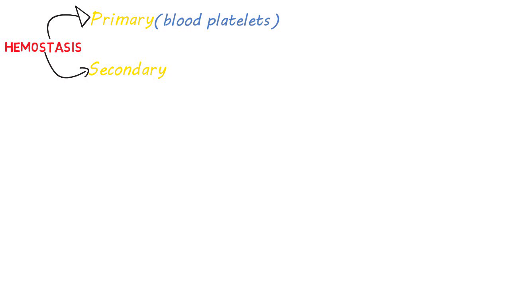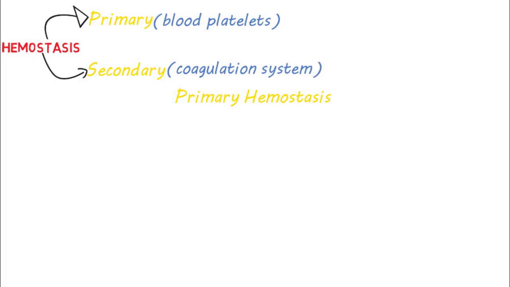Hemostasis is broadly divided into two main parts. We have the primary and secondary hemostasis. The primary hemostasis has to do with every contribution of the blood platelets, while the secondary hemostasis has to do with every contribution of the coagulation system to hemostasis. But in the course of this video, we'll be looking at just the blood platelets. That's the primary hemostasis. In the next video, I'll be discussing the secondary hemostasis. So let's dive into the primary hemostasis, which is the blood platelets.